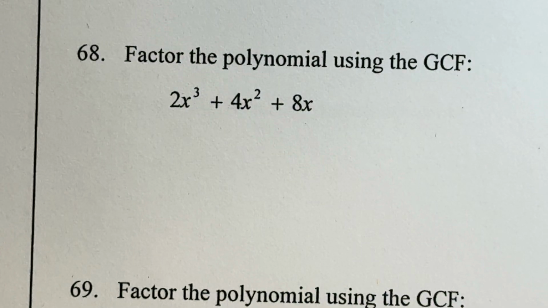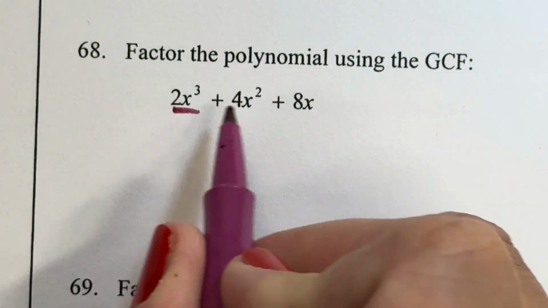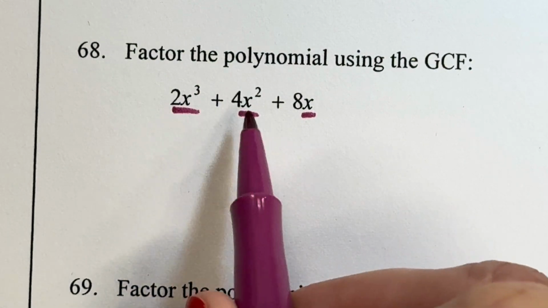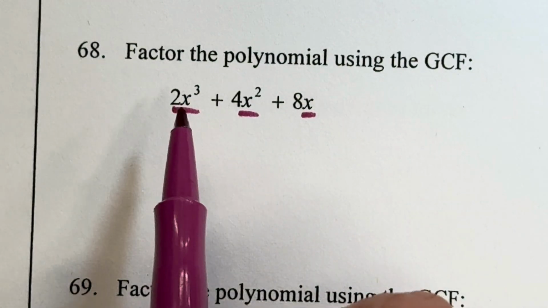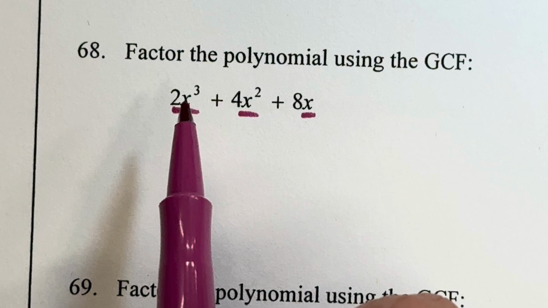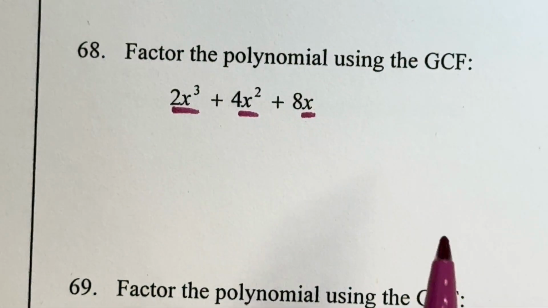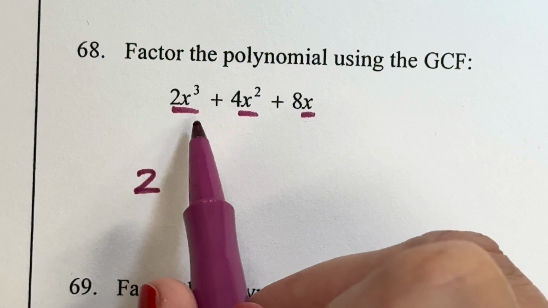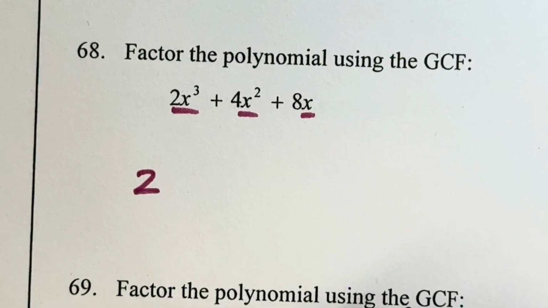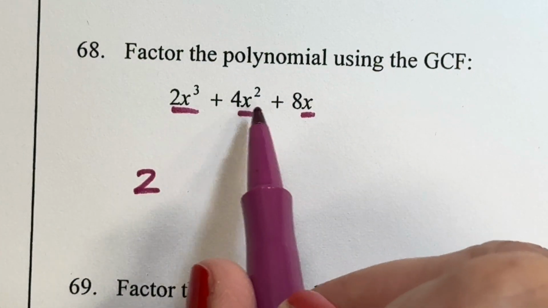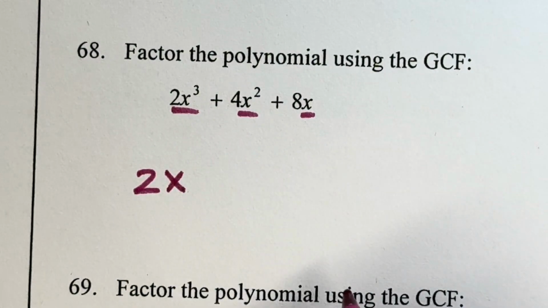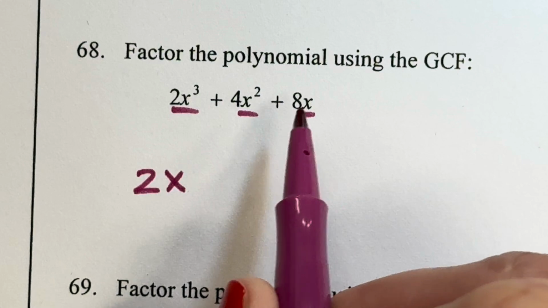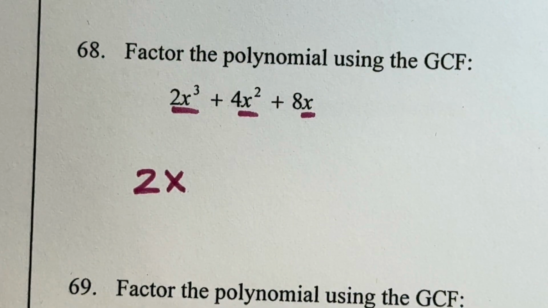For 68, we have to find the greatest common factor and then actually factor it out. So we're looking for the numbers and the letters. With the numbers, what's the largest number that can divide into 2, 4, and 8? 2. And what is the largest amount of variables I can take from each one? They each contain at least one x, so I can pull out only one x because this term does not have more than that to give.